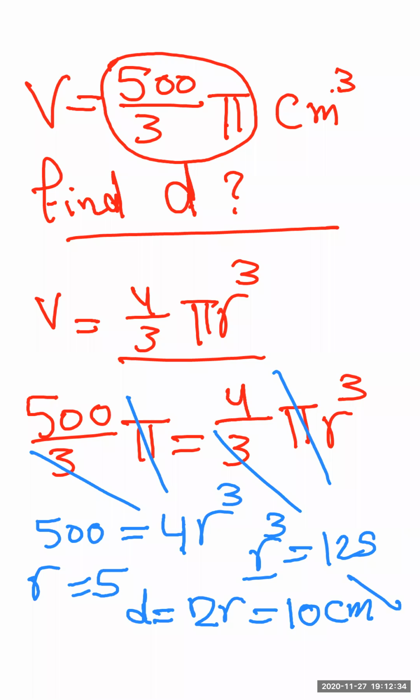That's it. Is it clear? Yeah, clear. So teacher, we solve it like a usual equation? Yes, of course. Just remove π from the two sides, and there is a 3 in the denominators on the two sides. Remove it also. It's very easy. 500 equals 4r^3, then 500 divided by 4 equals 125.